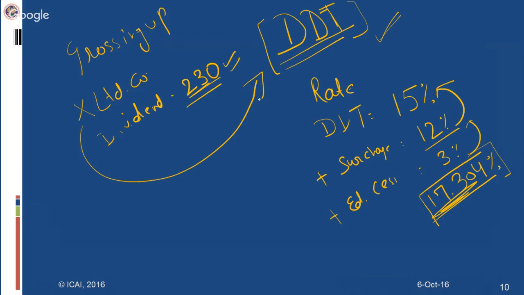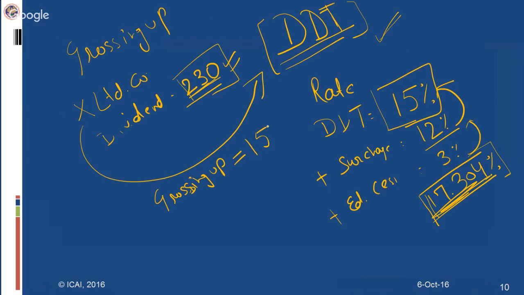tax of 17.304%. Now, how will you compute this 17.30% on this 230? First of all, you have to gross up this amount. For grossing up, the base rate which we'll use is only 15%. Please note down, students, for grossing up purpose, the rate we will use is only the 15%.